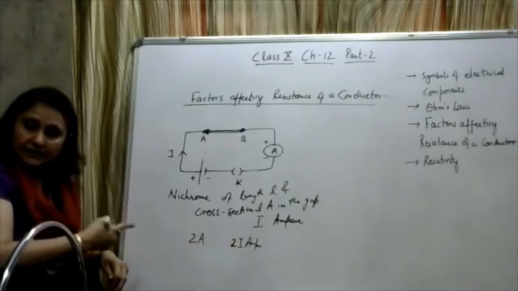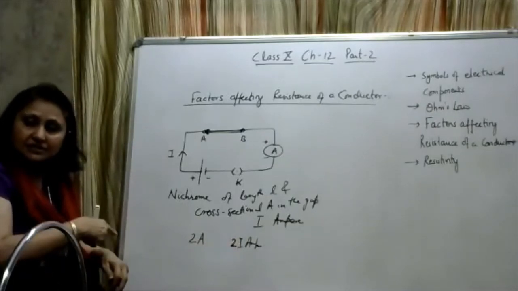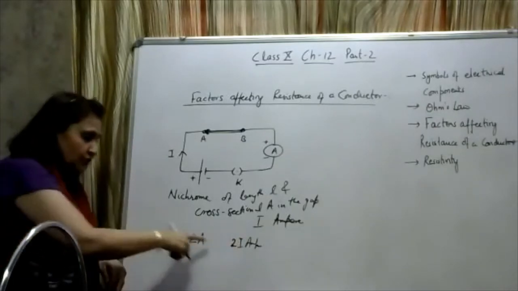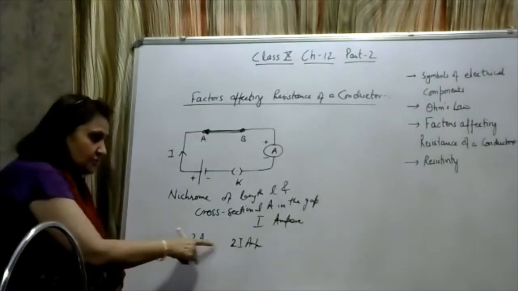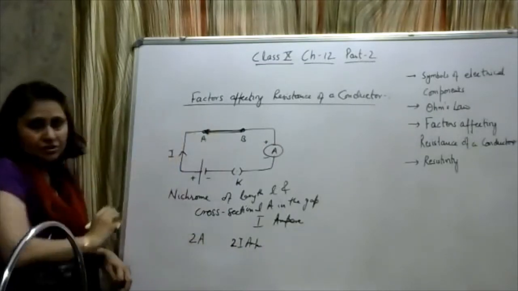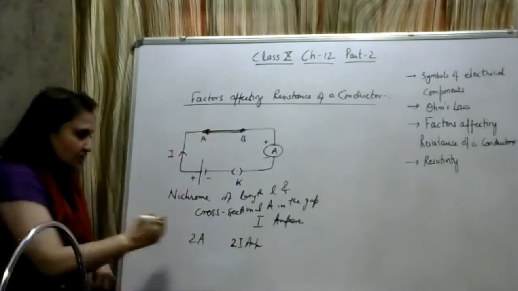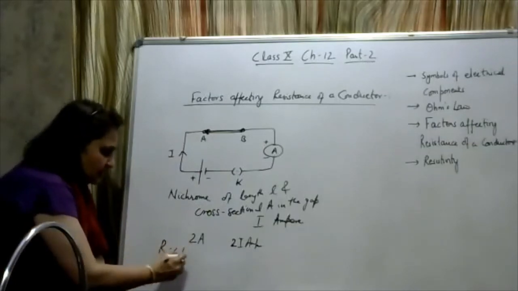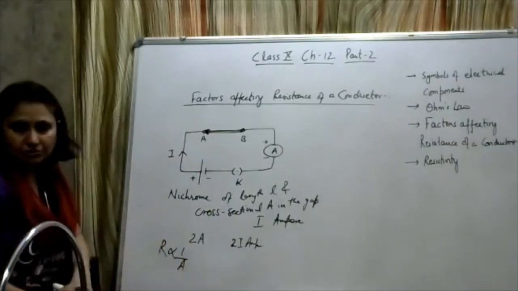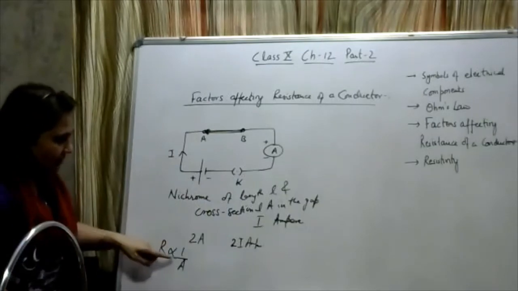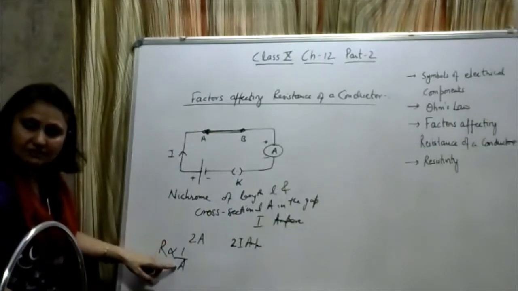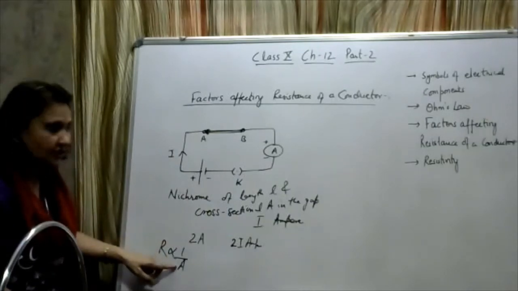Okay, the current is doubled. It means the resistance is halved. So this shows that the resistance becomes half when the cross-sectional area is thicker. We can say that resistance is inversely proportional to the cross-sectional area. So this activity shows that the resistance is inversely proportional to cross-sectional area.